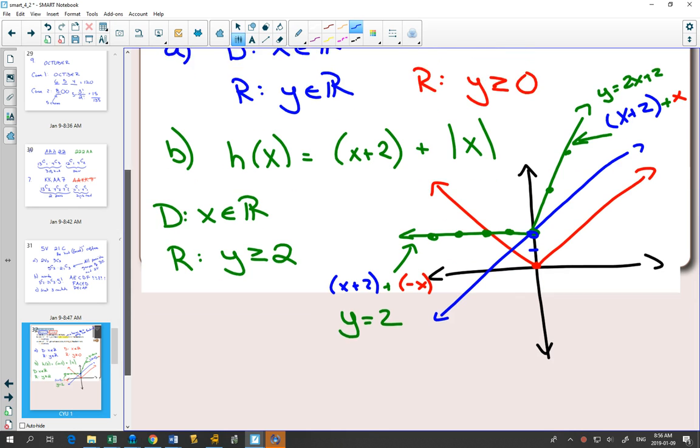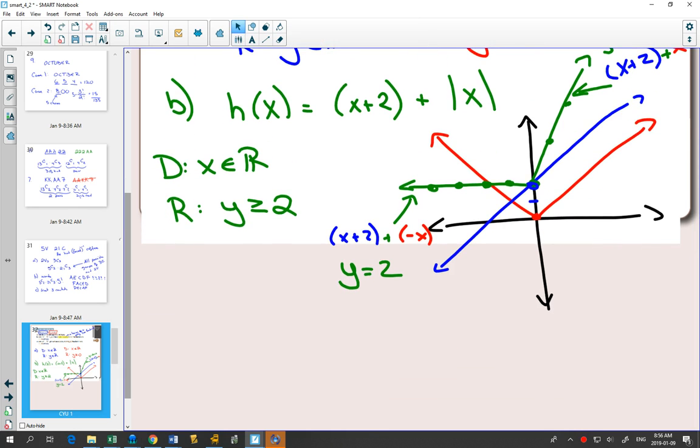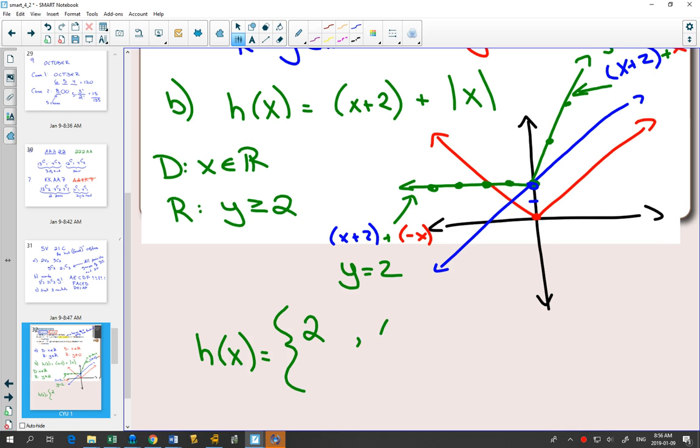So writing h of x as a piecewise function would look like this. H of x is equal to, well, in the one piece, it's just the straight line of 2. When does that happen? When x is less than or equal to 0. Can you see on the green graph that it's always equal to 2 whenever it was less than or equal to 0? And when it went bigger than or equal to 0, then our equation was 2x plus 2 when x is bigger than 0.